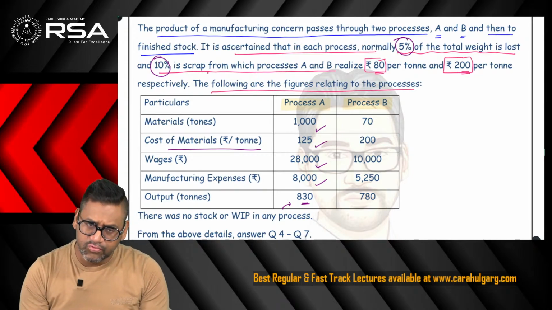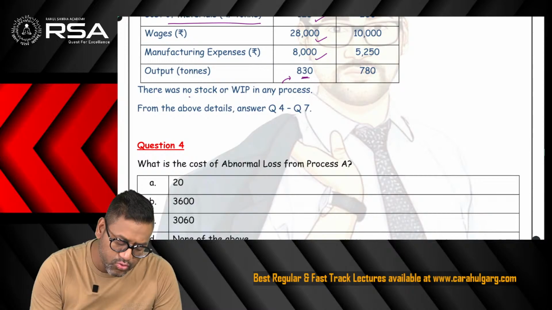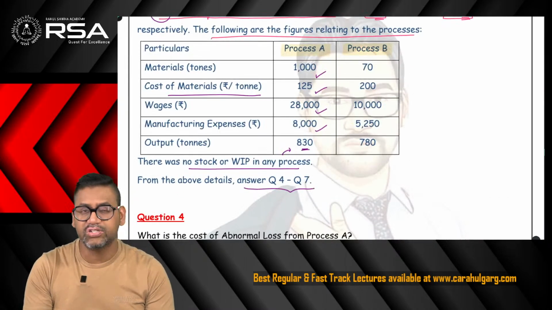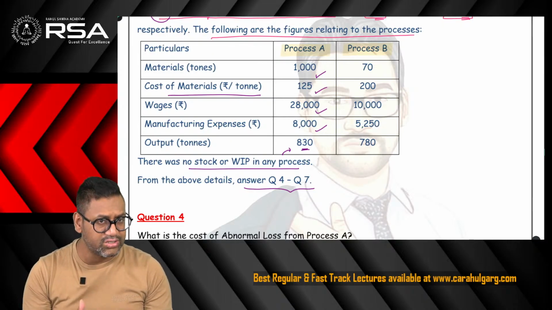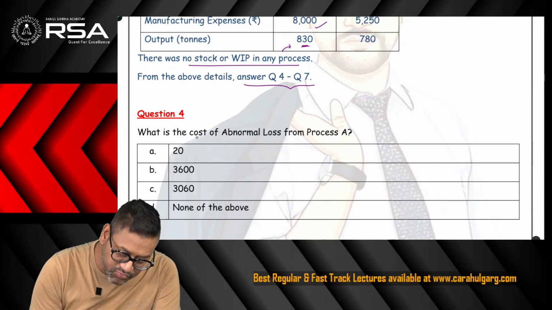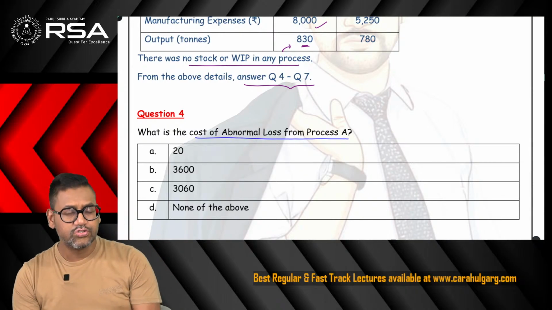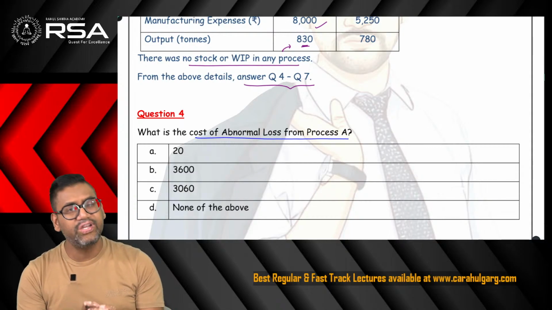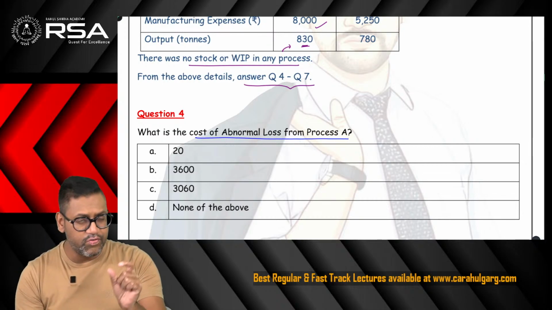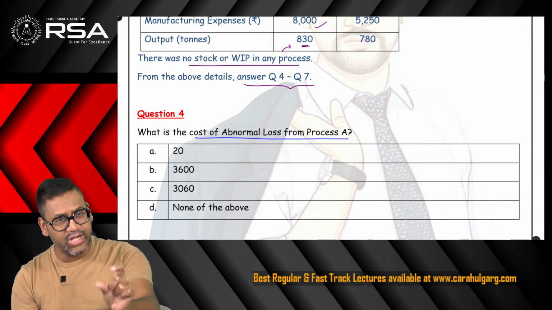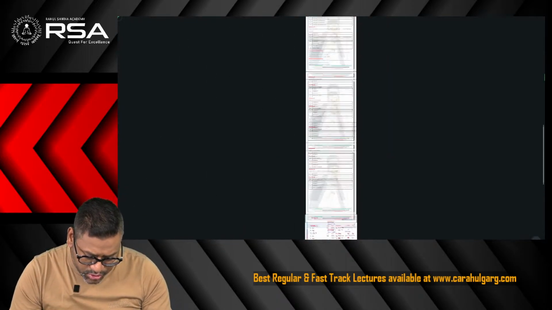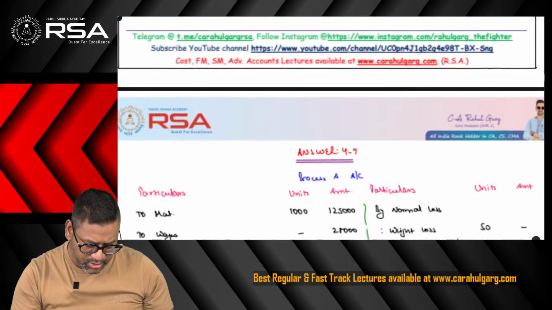Similarly, certain data for process B is given. Question says there is no stock or WIP. Answer question number 4 to question number 7. So obviously we will have to prepare the process accounts in detail and after that only we can get the answer, but yet still we will see what kind of questions are being asked. It says what's the cost of abnormal loss from process A. So to find the cost of abnormal loss, you will need to prepare the process account and then we'll have to find out the cost per unit. So we will multiply the abnormal loss units with that cost per unit. Okay, so I will show the detailed answer to this question over here. We have done it in detail.